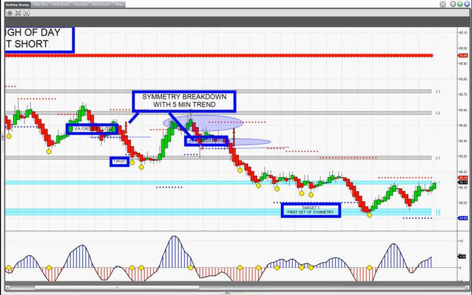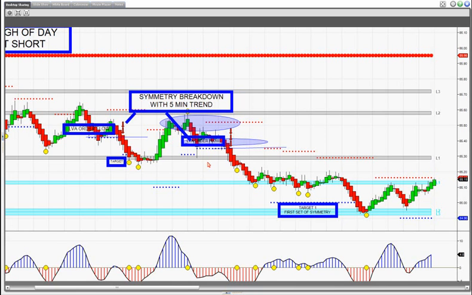Both of these are LVA order flow breakdowns of 5-minute trend. It's one of the easiest trades to spot because guess what? All you got to do is look for 5-minute trend, wait till it gets to LVA or HVA, and look for a breakdown continuation play, and that's it.